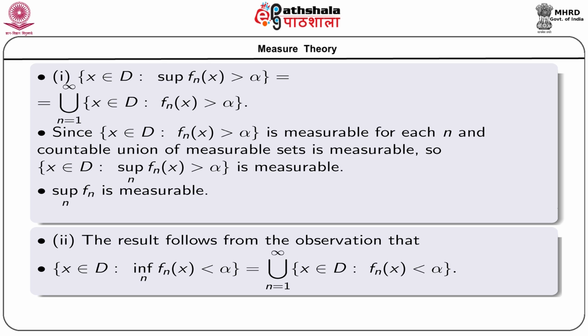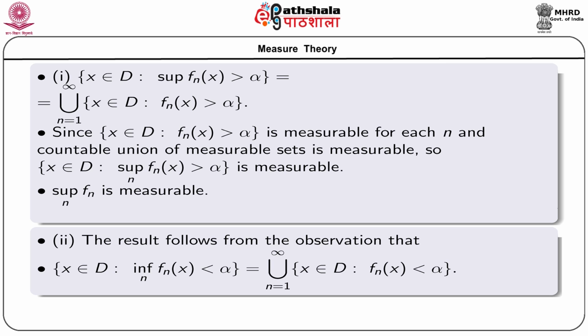Now, see that if we take the supremum in this way, that is we take supremum over n greater or equal to i of f n, then this becomes a decreasing sequence of functions and it is always convergent, and its limit is infimum over i of supremum over n greater or equal to i of f n. And since we already know that sup and inf of measurable functions are measurable, so lim sup f n becomes measurable. And similarly, we can show that lim inf of f n is also measurable.